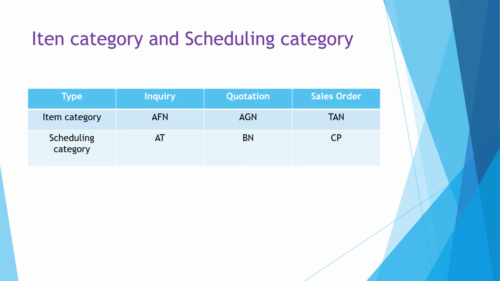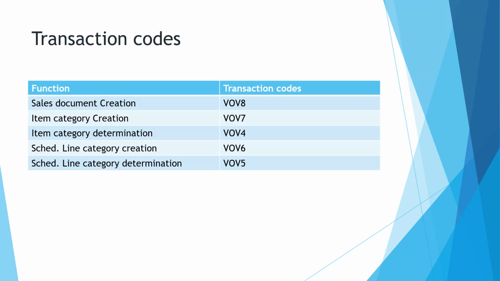Now this is the second part, and now you can see here what I have shown in the system as of now. Those are all the T codes we have. Sales document creation VOV8, item category creation VOV7, item category determination VOV4, schedule line category creation VOV6, and schedule line category determination VOV5.